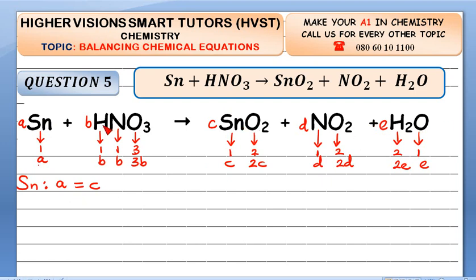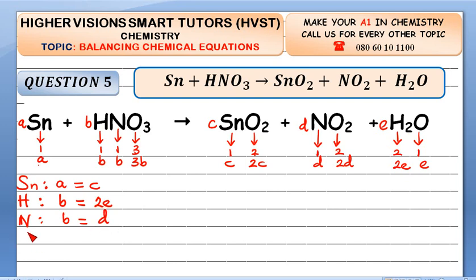Let's go to another atom. Let's go to hydrogen now. How many atoms of hydrogen are here? That's B. That's equal to, what about the product side? We have 2E atoms of hydrogen. B equals 2E. I'm done with hydrogen also. Let's now move on to nitrogen. On the reactant side we have B atoms of nitrogen. Then on the product side, this nitrogen is going to be D atoms of nitrogen.